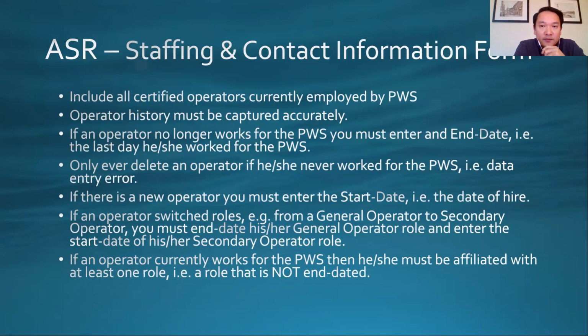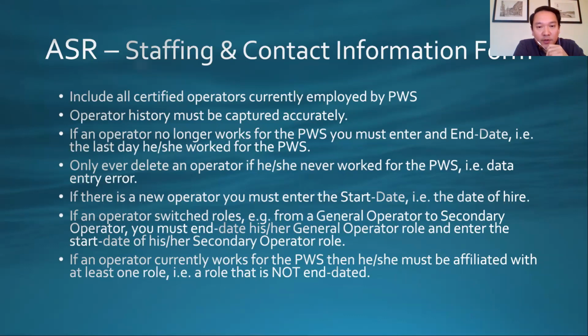So on the staffing and contact information form, what we want to see in the certified operator section are all the certified operators that are currently employed by the PWS. And what we want is for you to capture any staffing changes that have occurred during the previous calendar year. So for instance, if an operator no longer worked for the public water system, then you need to end date that operator on the staffing form. You should only ever delete an operator if that operator has never worked for the public water system. So it's essentially a data entry error, and in those cases, it's okay to delete the operator.